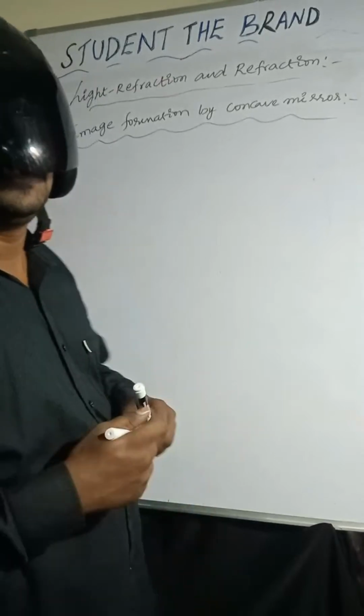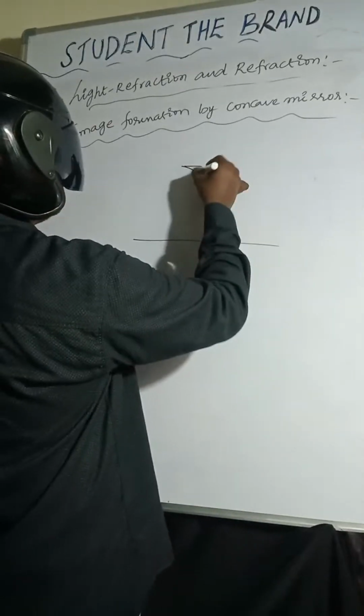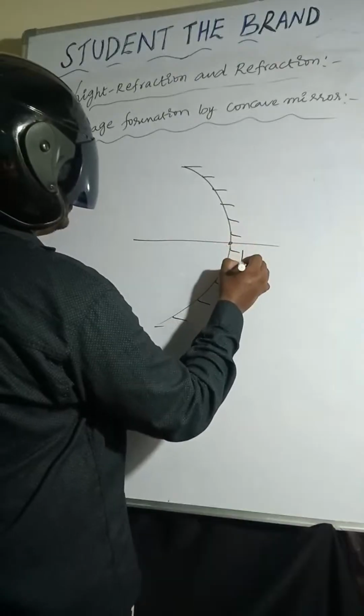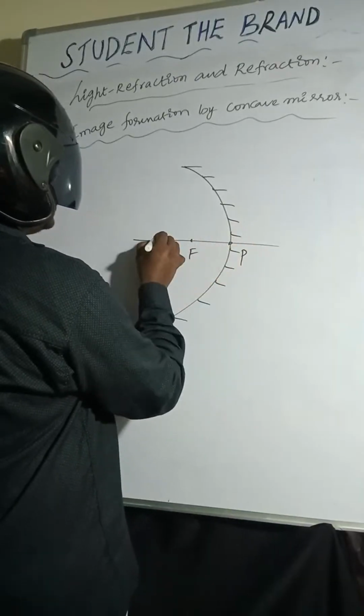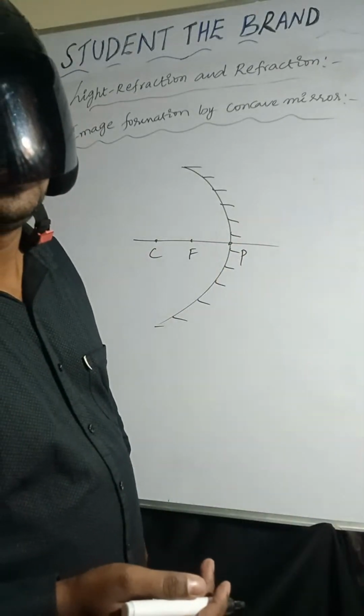So first, two cases. I am taking here the pole, focus, and center of curvature. The object is at infinity.